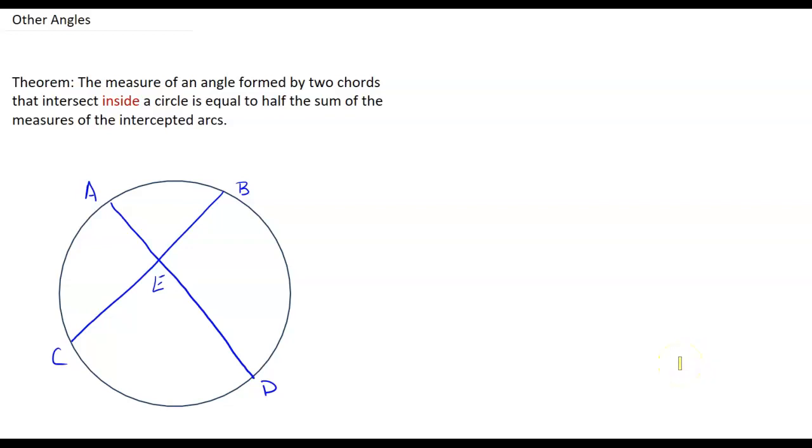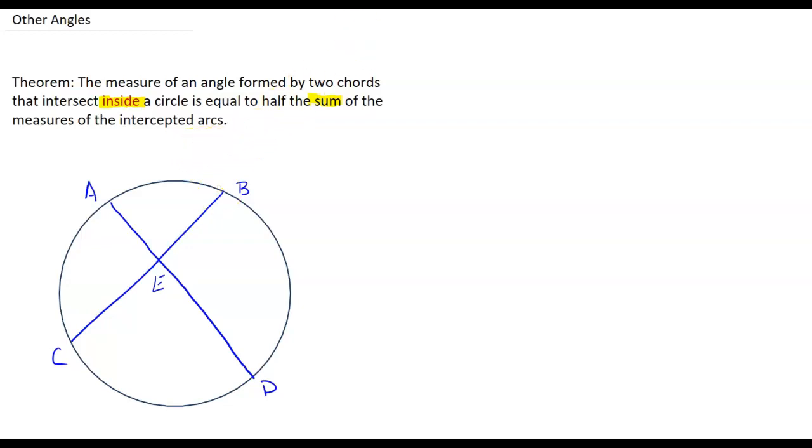In this screencast, we're going to talk about how you can calculate the measures of angles and arcs when they're formed by chords, secants, and tangents. So here's our first theorem. It says that the measure of an angle formed by two chords that intersect inside a circle is equal to half the sum of the measures of the intercepted arcs.